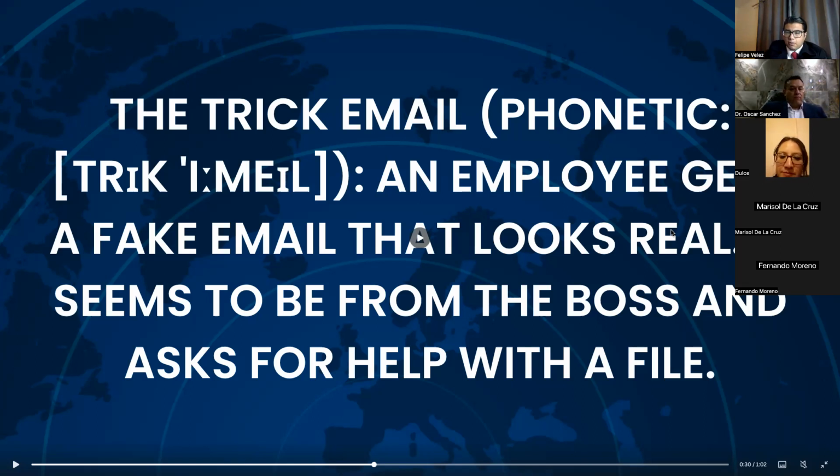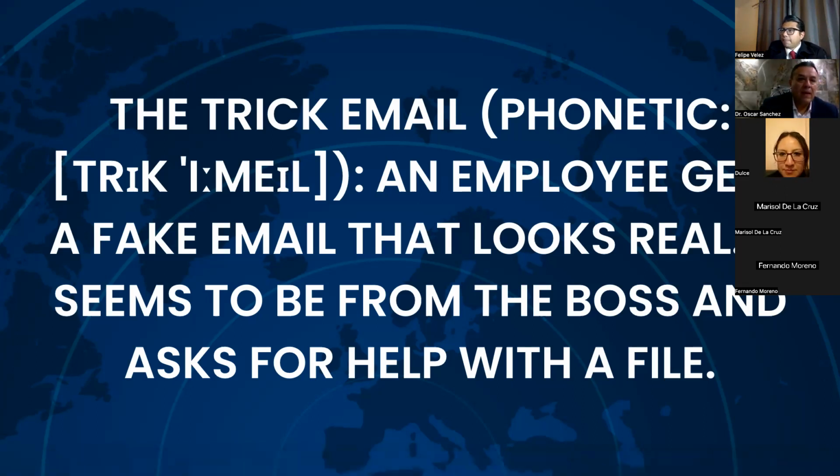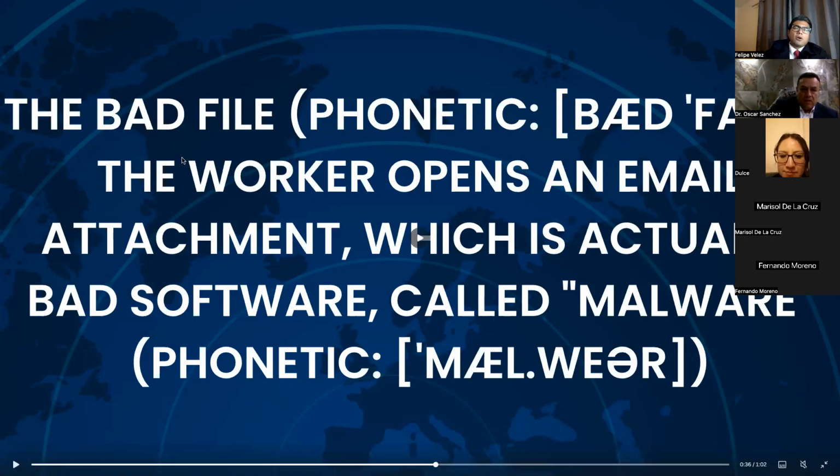Sencillo. Lo van practicando en casa porque ya se acabó el tiempo. Sigo con la que sigue, que es the bad file. No digo archivo infectado o infected file, nada más bad file. So, where's the bad file? The worker opens an email attachment, which is actually bad software, called malware. Cosas sencillas.